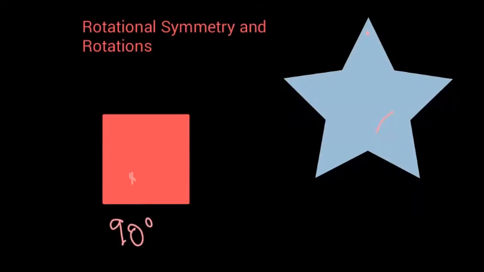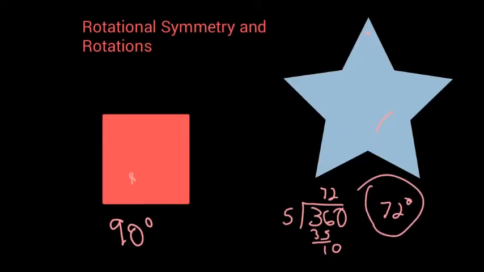In order to find how many degrees it has rotational symmetry upon, you just take 360 and divide it by how many turns it took to get back to the original, which was 5. So we just do 360 divided by 5, so that'll go in 7 times, which is 35, subtract, I get 2, so it'd be 72 degrees as our rotational symmetry.